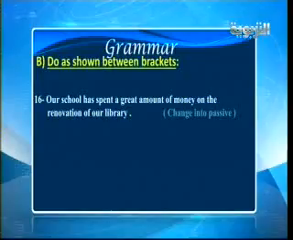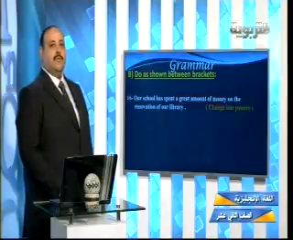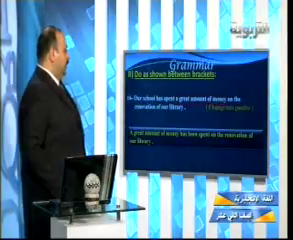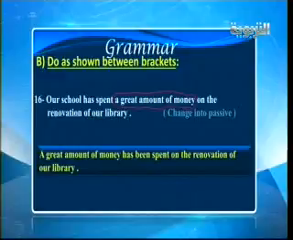Now see, we have: our school has spent a great amount of money. Now look at the sentence again. What is the object here? The object is, very good, a great amount of money. So this is actually the object. Look at the tense. When I say the tense, you need to look at the verb. The verb is has spent. Now make it passive. We say a great amount of money has been spent. Has plus been plus past participle, on the renovation of the school library.